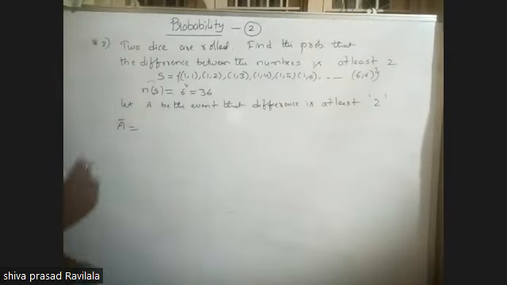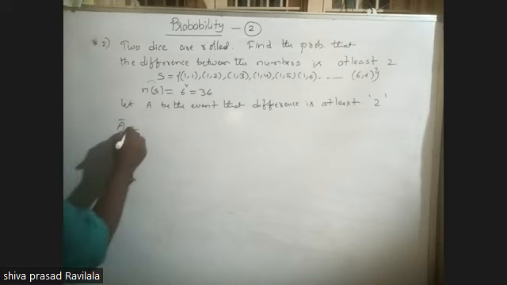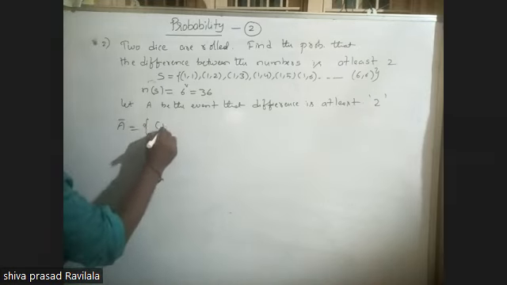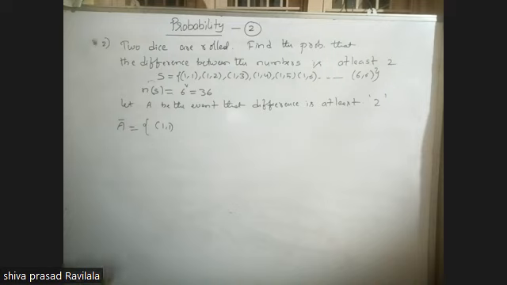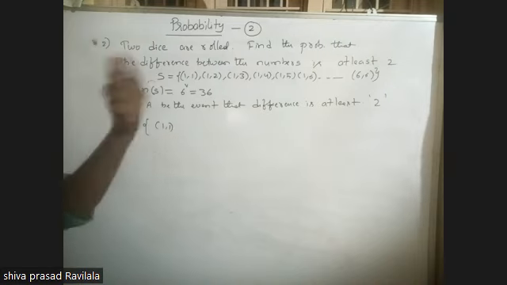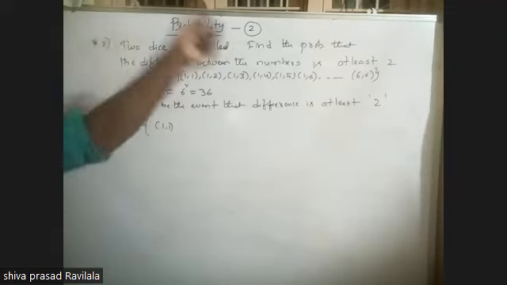A complement means difference less than 2. I'm going to find the values with difference less than 2. How many events exist? Then we find P of A. P of A is equal to 1 minus probability of A complement. Can anybody tell how many? 1, 1 we can take. Here the difference is 1 minus 1, which is equal to 0. I'm finding the complement, not the at least 2.